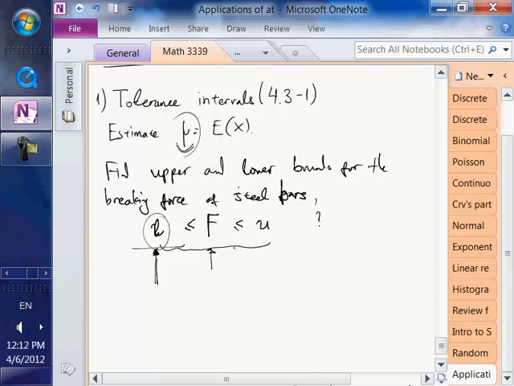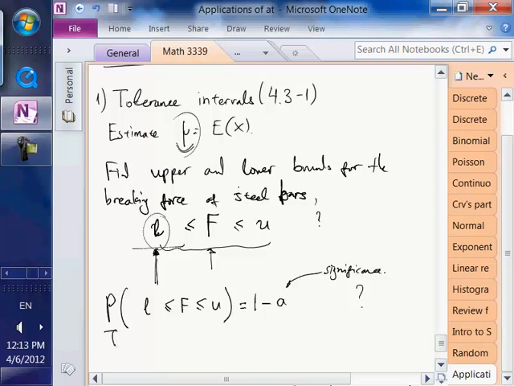How do we find this? So the problem is that I want to find those lower bounds and the upper bound, so that if F is within this, the breakup will occur with a certain degree of certainty. And again, I'm using my alpha, my significance level here. So this is a tolerance level.